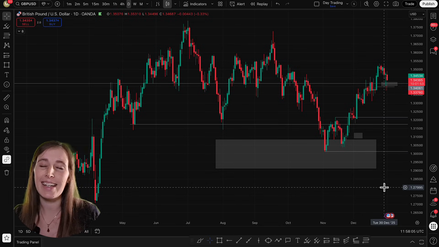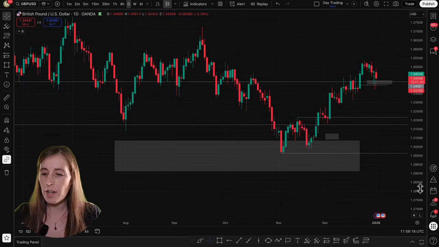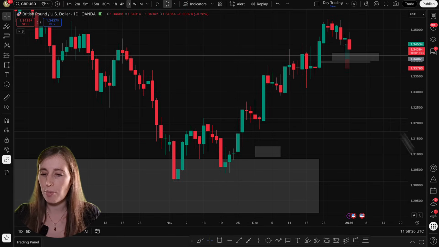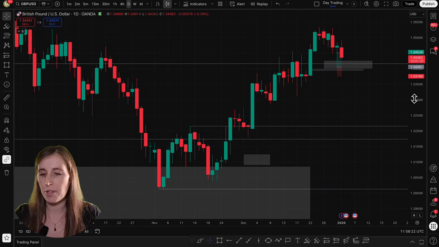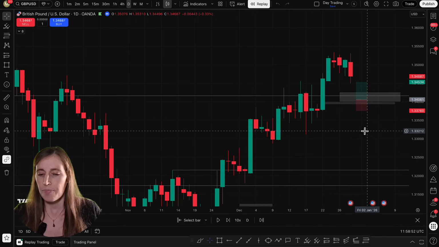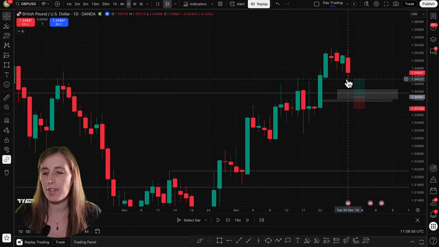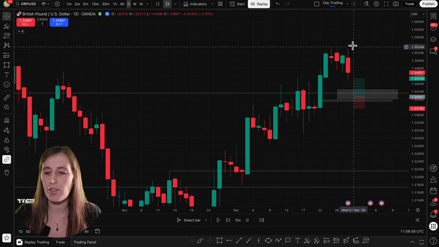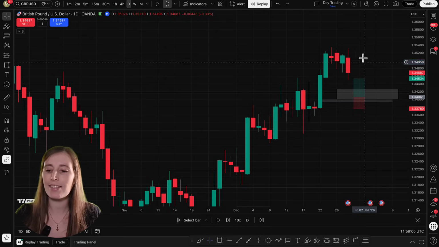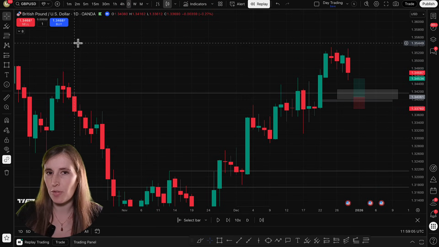Starting off on the daily as part of top-down analysis, I'm really focusing on the most recent price action here, the micro perspective. This is what I could see on Wednesday, the 31st of December. So the prior day, Tuesday, the 30th, we had this bearish engulfing candlestick. Price is coming down. So why then was I looking for longs?